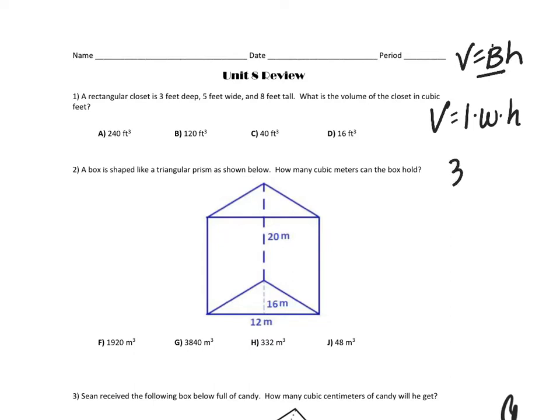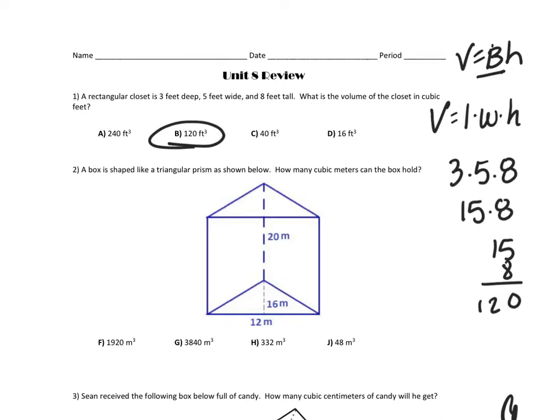So you're going 3 times 5 times 8. 3 times 5 is 15. 15 times 8 is 120. So the volume of that closet is 120 feet cubed.